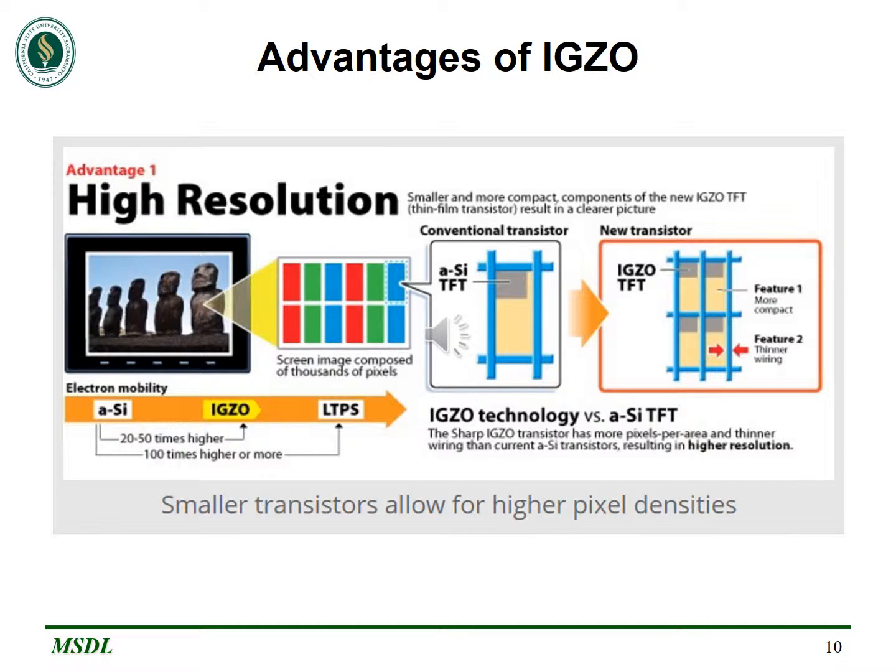So now we will talk about the advantages of indium gallium zinc oxide, or IGZO. First and foremost, IGZO produces more pixels per area and thinner wiring than current amorphous silicon transistors, which will result in higher resolution. Currently amorphous silicon LCD displays make up the largest percentage of the smartphone display market, but IGZO is also making its move into mobile displays because it is smaller and more compact, and also it results in a clearer picture as compared to amorphous silicon displays.